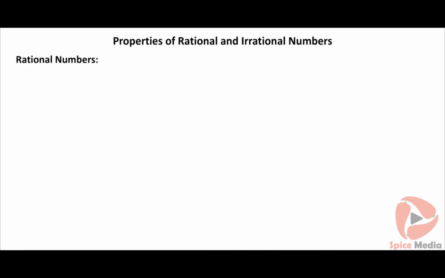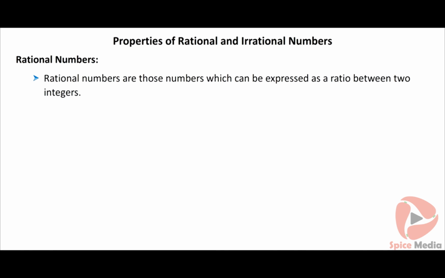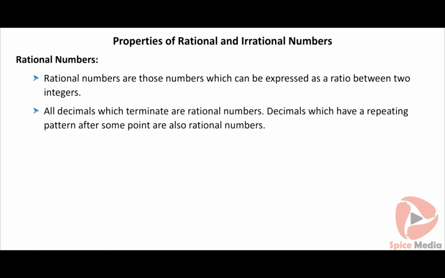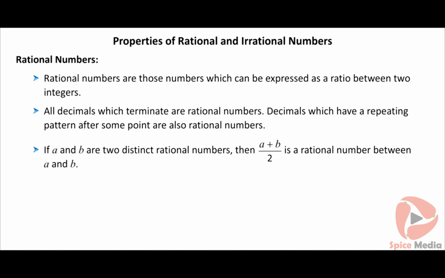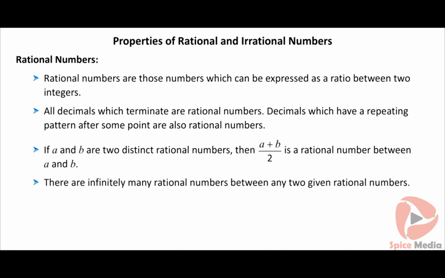Properties of rational numbers. Rational numbers are those numbers which can be expressed as a ratio between two integers. All decimals which terminate are rational numbers. Decimals which have a repeating pattern after some point are also rational numbers. If a and b are two distinct rational numbers, then (a plus b) divided by 2 is a rational number between a and b. There are infinitely many rational numbers between any two given rational numbers.